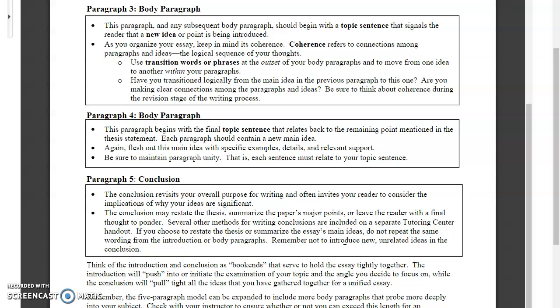Now, the conclusion revisits your overall purpose for writing and often invites your reader to consider the implications. But for you, I want you to start off with an in conclusion or finally, then reword your thesis. If your thesis says that there's 3 devastating effects of childhood diabetes, you have to say that again, just using different words. That's why we say a reworded thesis. So instead of saying devastating effects, I may say devastating consequences of diabetes, right? The conclusion may restate the thesis, summarize the paper's major points, or leave the reader with a final thought to ponder.